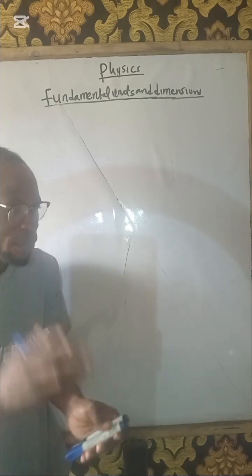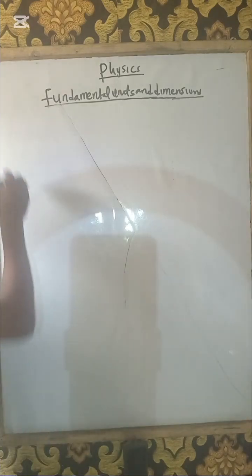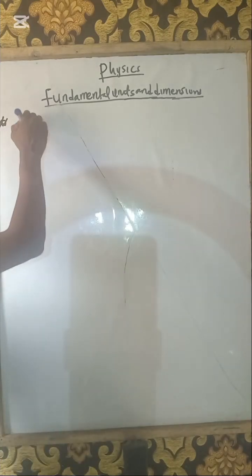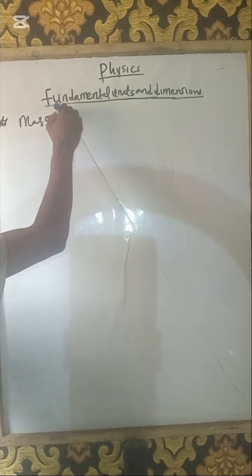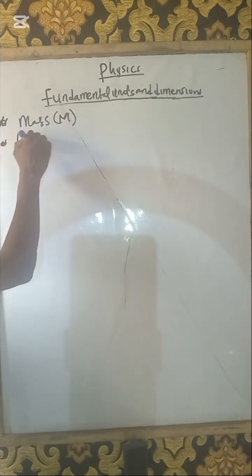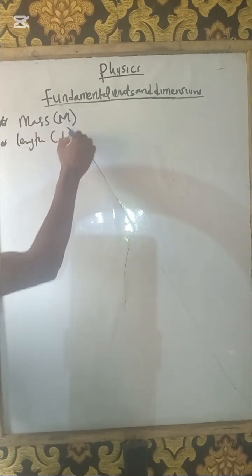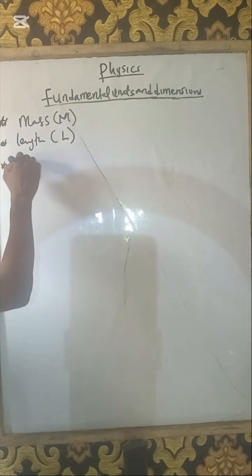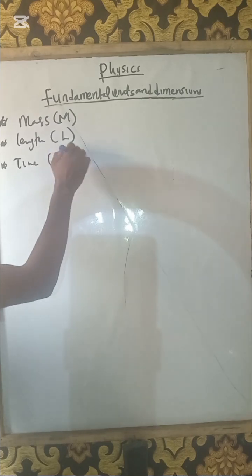Now, there are three basic fundamental units that you need to note. The first one is the mass, denoted by capital letter M. Second one is the length, denoted by capital letter L. Third one is the time, denoted by capital letter T.